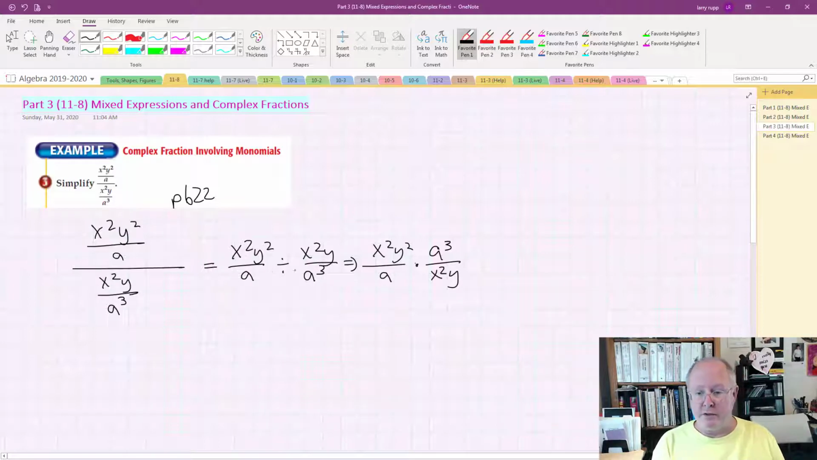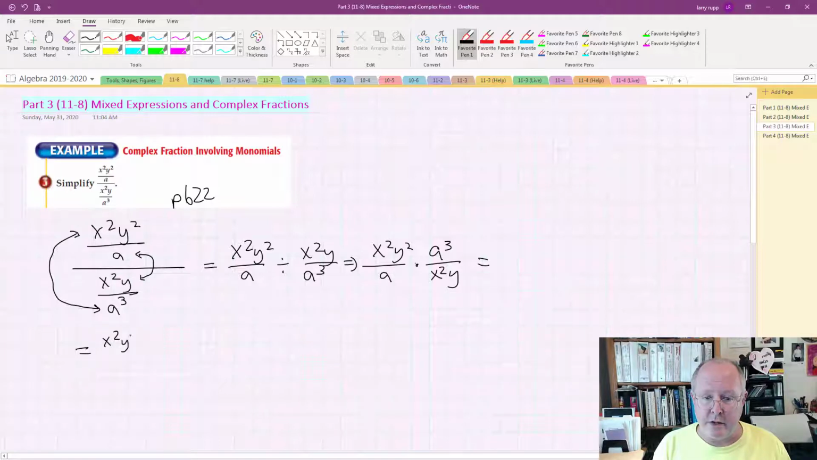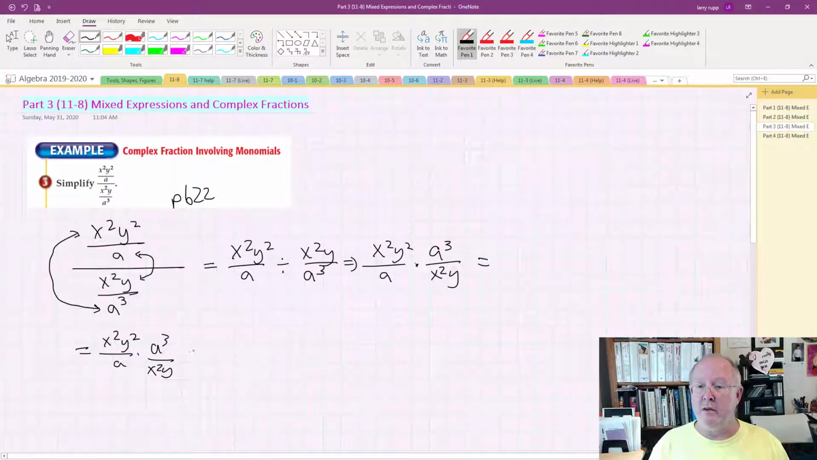Again, I wanted to just do it this way so that I could show you it's really this guy times this guy, and this over these two. Okay? Alright? So, you can simplify. Alright, so we have x squared y squared over a times a cubed over x squared y. So let's simplify.